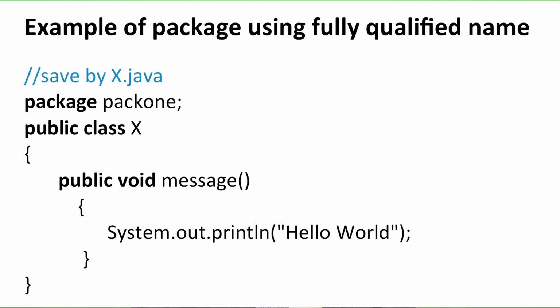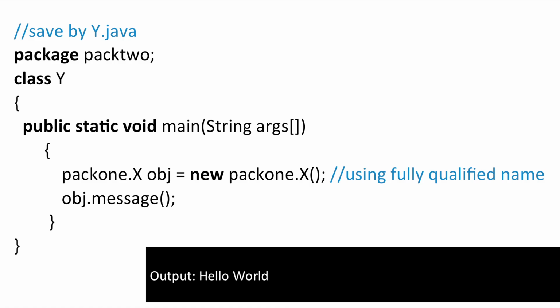So we have saved it as X.java. Now another is Y.java. What this class is having is package pack2 and class Y, with public static void main String args. This is very interesting, that we did not use any import keyword here, just package pack2, and we have not imported anything. We have just defined the class Y.